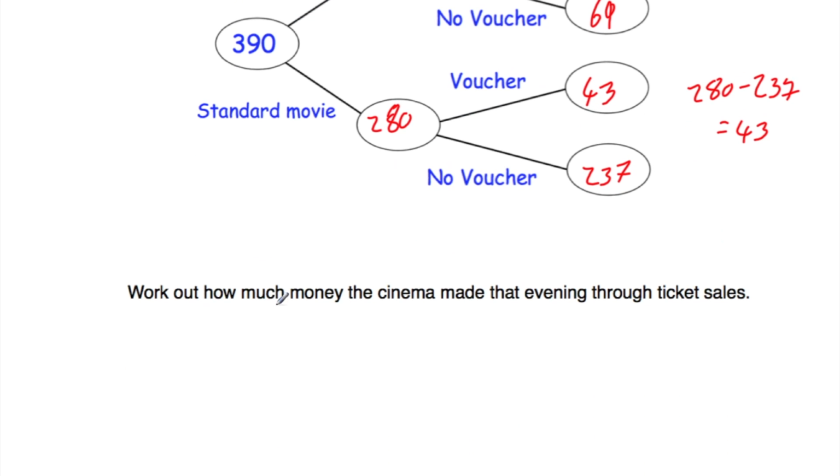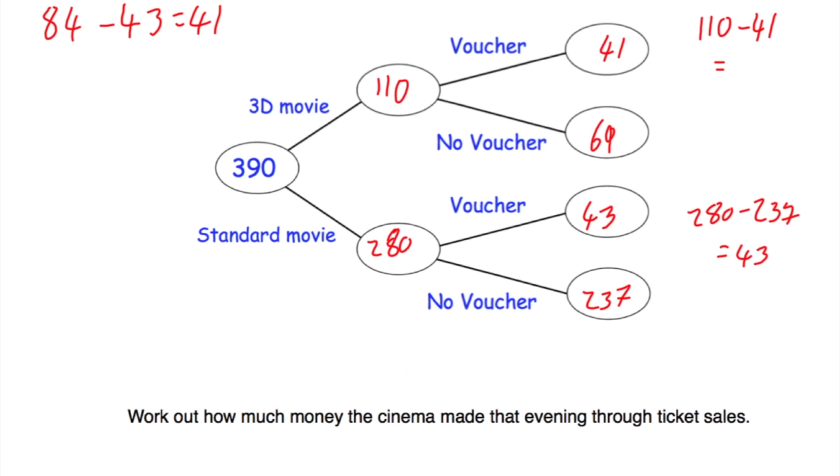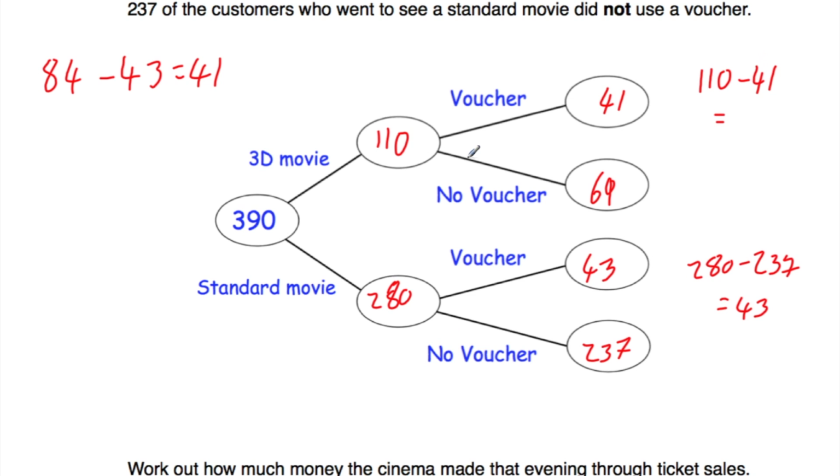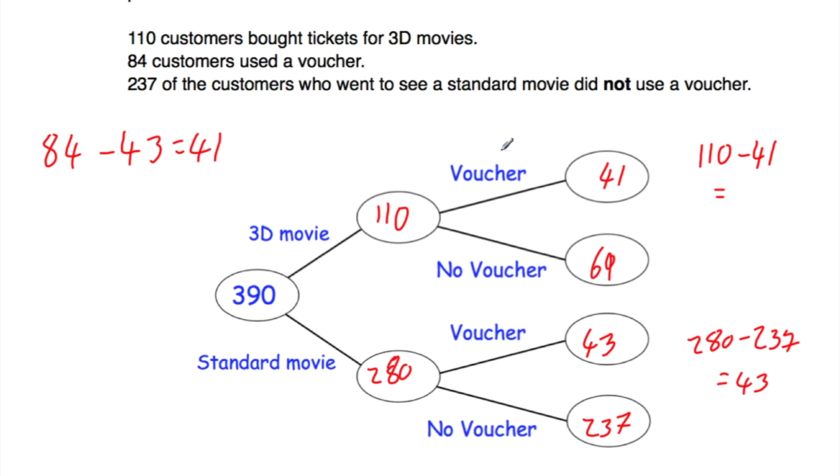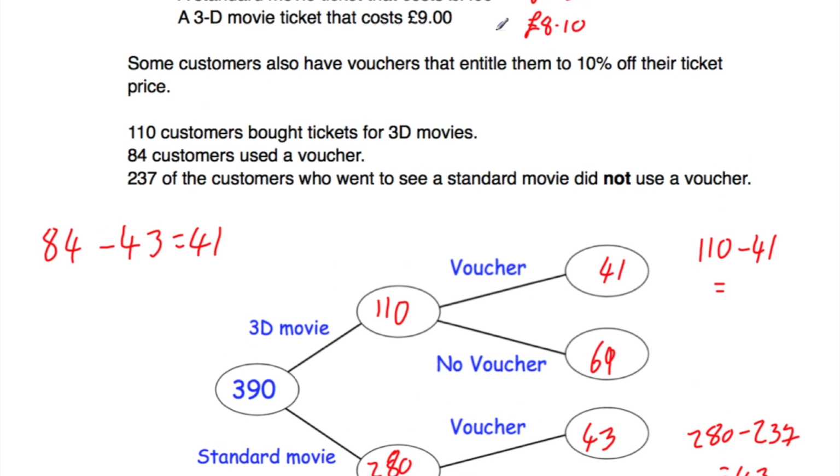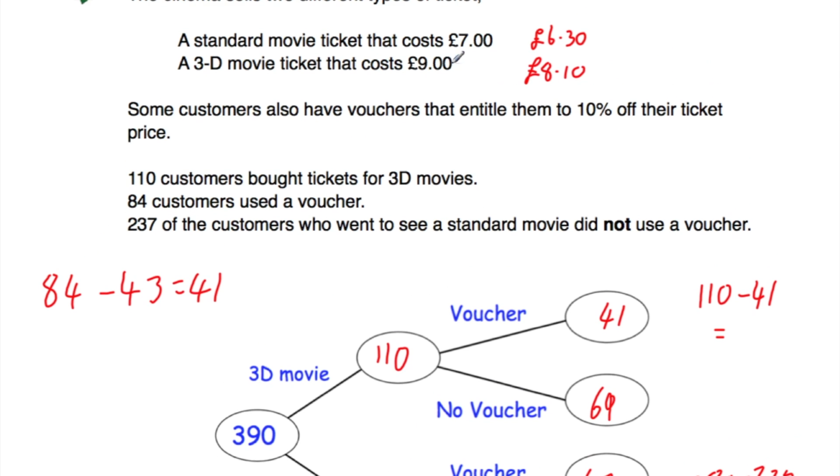And the question says, how much money did the cinema make that evening through ticket sales? So we need to find out how much money the cinema made that evening through ticket sales. So let's start off by writing down how much people paid for their tickets. So for instance, these people that went to see a 3D movie with a voucher. Remember, they paid 10% less. So they paid £8.10, because 10% of £9 is 90p, and if we take that away, that leaves you with £8.10. So they paid £8.10 each.